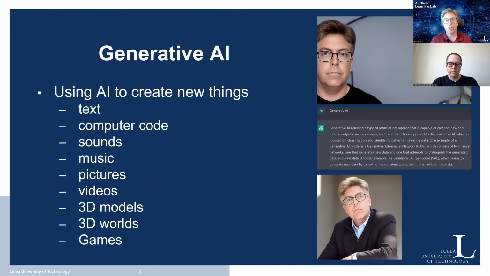So to dive in, generative AI, that's a sub-area of artificial intelligence, where we look at AI that is creating new things. That is, we can create text artifacts, computer code, sounds, music, pictures, videos, 3D models, 3D worlds, and even now computer games are coming. And I'll show an example of some of these in a moment. On the right here, you see a few examples of AI-generated output. So the photos here aren't actually photos, but they are AI-generated pictures of me.